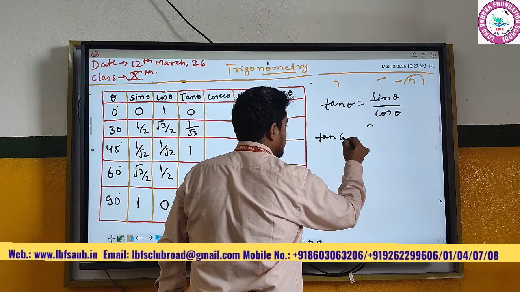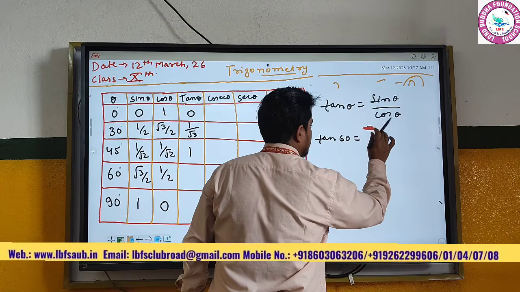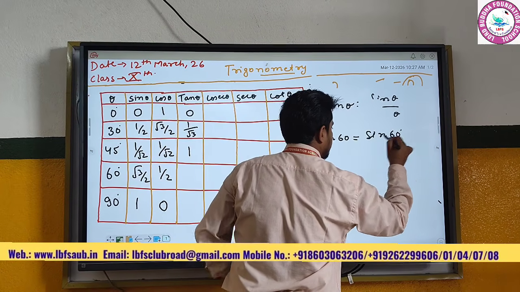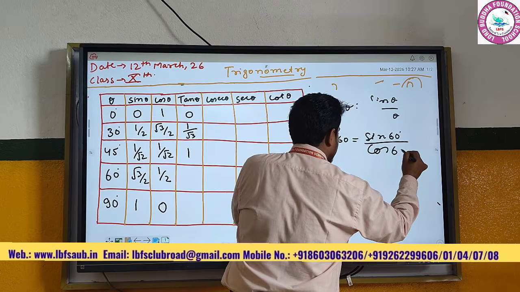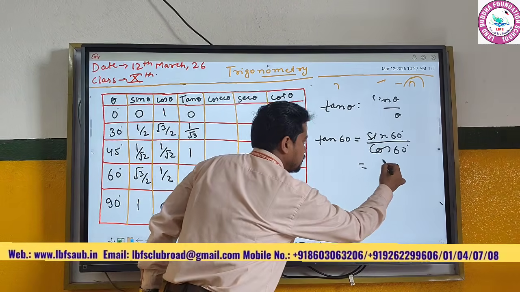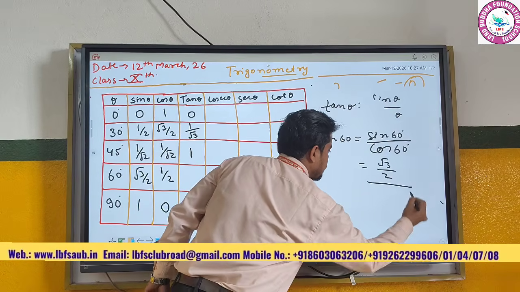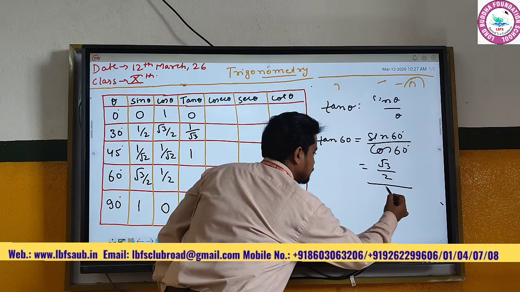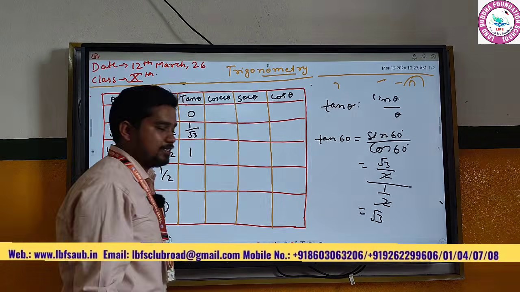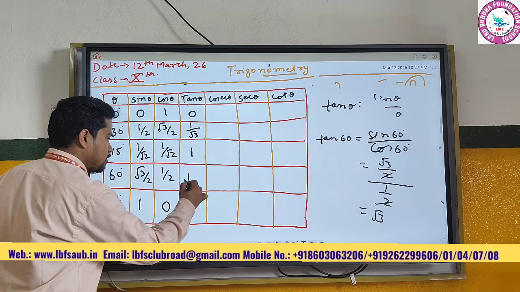Tan 60, which means sin 60 upon cos 60. The value of sin 60 is root 3 upon 2 upon 1 upon 2. We can solve it and we can get the value of tan 60 as root 3.